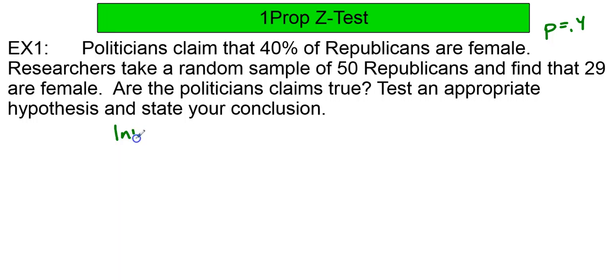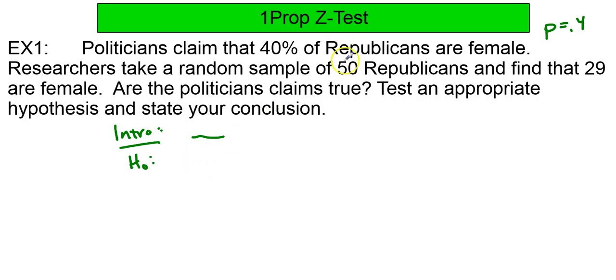Number one is intro. We are testing to see if the politicians' claim that 40% of Republicans are female is true. So you would write that here. I'm not going to waste time doing that. On the AP exam, they definitely want to see an intro of what you're getting into. So the next thing then is we want to do our null and alternative hypothesis.